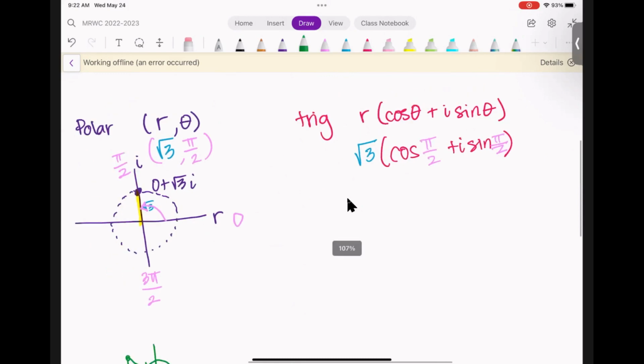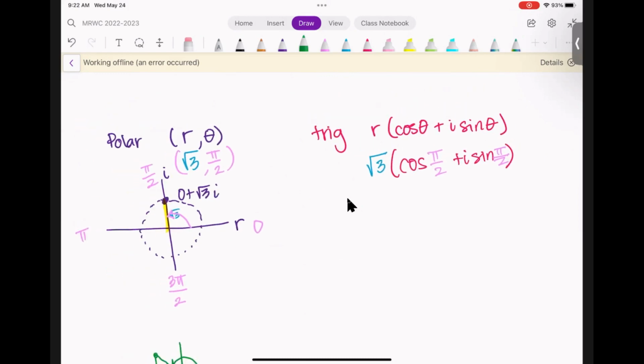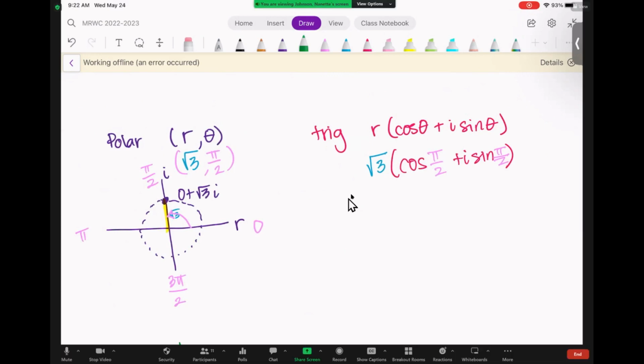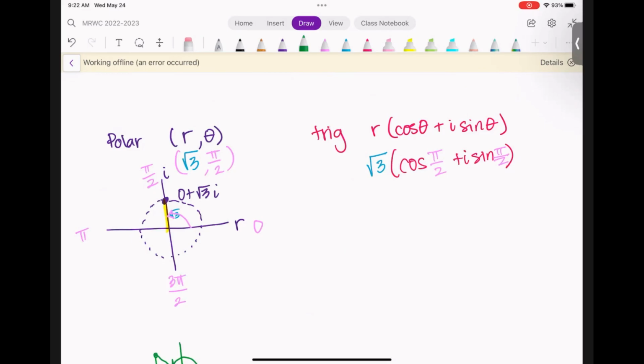And then once you have your polar form, it's literally just plugging in to get to your trig form. So you should be pretty strong in that. Okay. All right. Thank you for listening.